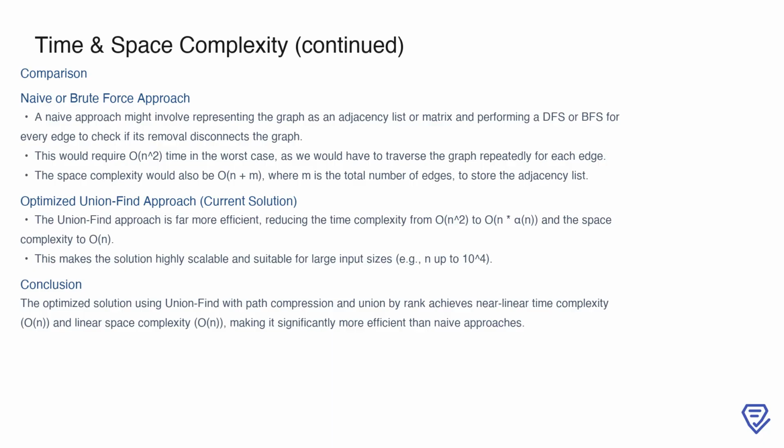This makes the optimized solution highly scalable, even for large graphs with thousands of nodes. By achieving near linear time complexity and linear space complexity, the union find solution is a significant improvement over naive methods and demonstrates the power of efficient data structures in solving graph problems.